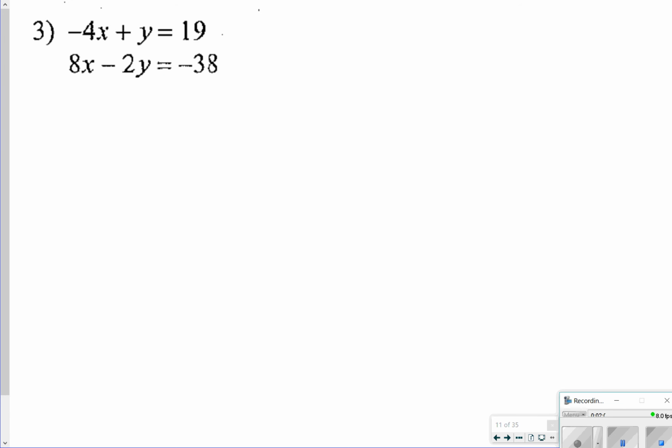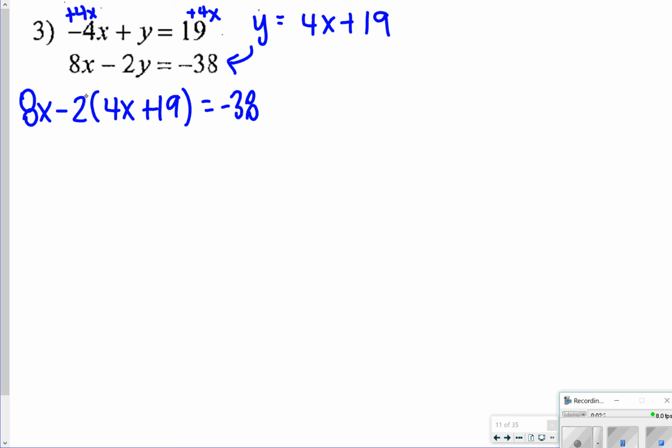In number 3, it'd be easiest to solve for y if I just added 4x to each side. So for my y value, I have 4x plus 19. Now I can go ahead and plug in my y into the second equation. In this case, I am distributing a negative 2 once I substituted my y for 4x plus 19. So let's go ahead and distribute that.